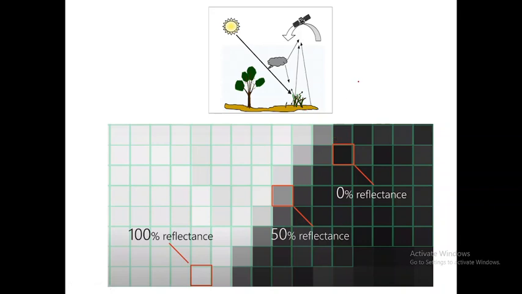The satellite data represent the reflectance of sunlight from the earth's surfaces, and we call this a raster display. Why do we call this a raster display? Because each image is a grid of thousands of rows and columns with different reflectance values. Every pixel has a different reflectance value for the corresponding area of Earth. As you can see, this pixel has zero reflectance, this pixel has 50% reflectance, and this pixel has 100% reflectance.